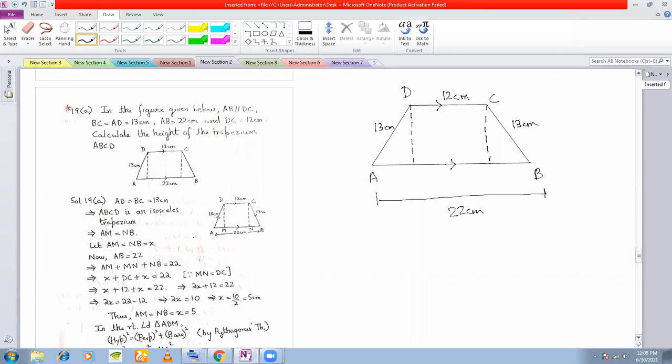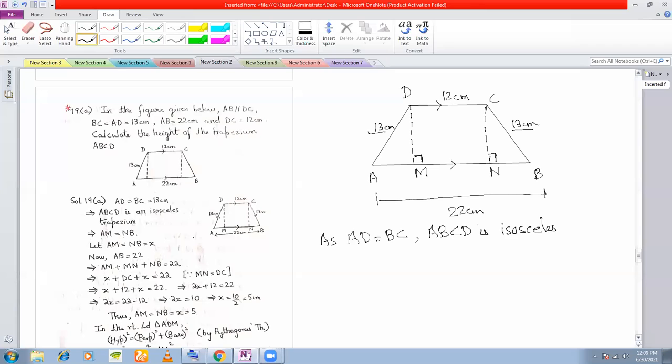You need to calculate the height of the trapezium. Now, what do you mean by height of the trapezium? This perpendicular is the height of the trapezium, right? We need to calculate this height. Okay, let us call these 2 points M and let us call this point N. Now, because these two lengths are equal, this is an isosceles trapezium. Because AD is equal to BC, ABCD is an isosceles trapezium.